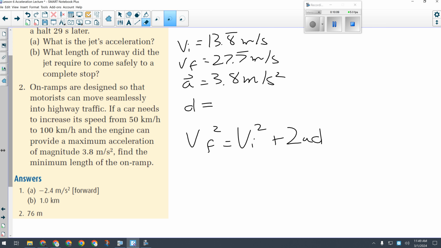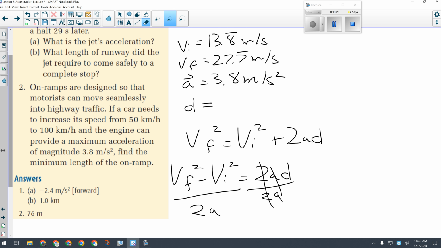Okay, so we're looking for D. We've got to manipulate this for that. So the first thing I want to move is VI over to this side. So I'll have VF squared minus VI squared equals 2 times A times D. I want to get D by itself, so I will then divide both sides by 2A. All right, so now I've got my fully manipulated formula. All I have to do is plug in my numbers.